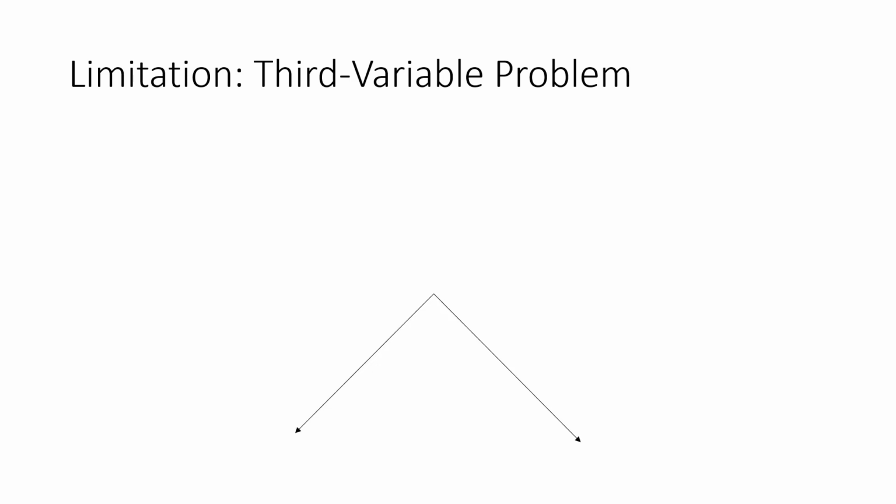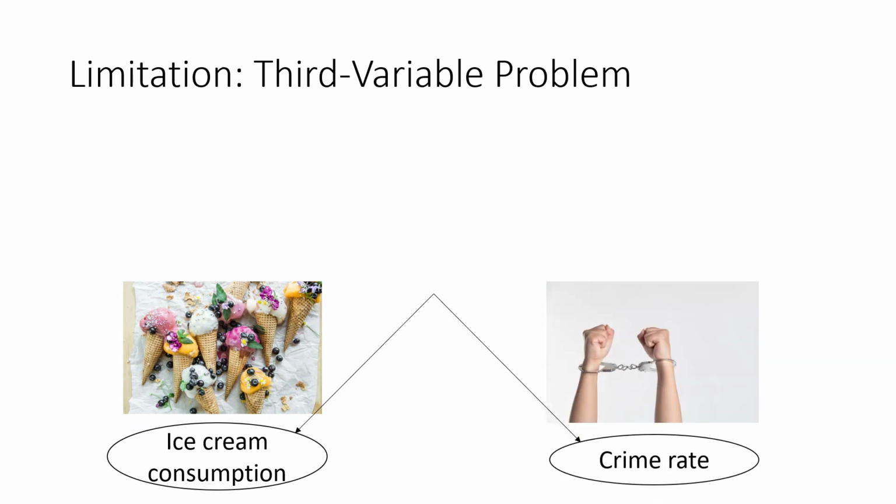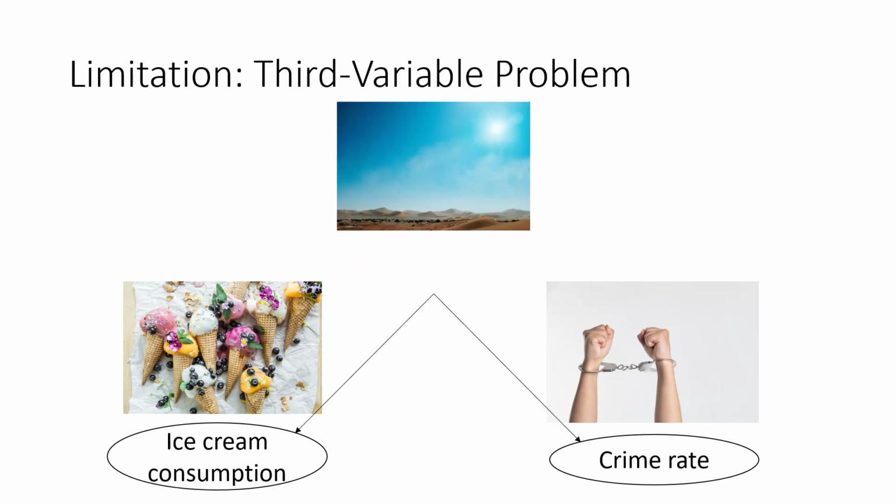Another limitation of the correlation analysis is the third variable problem. For example, let's imagine that we found a positive correlation between ice cream consumption and the crime rate. However, there is no scientific evidence that the more ice cream people eat, the more aggressive they become. So why do these variables seem to be related when they aren't really? This is because of the third variable, heat, which influences both ice cream consumption and the crime rate. In other words, the variable heat confounds the relationship between ice cream consumption and the crime rate.